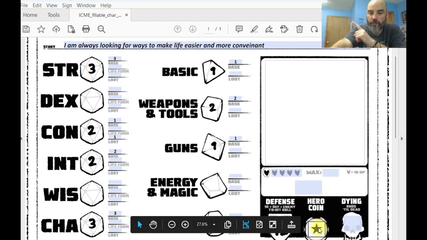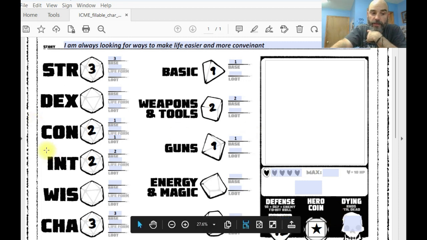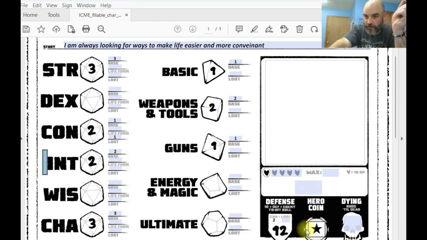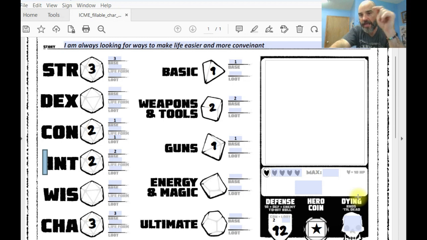Rule is you can have 1 hero coin. It can spill over into the next game. And you can cash in that hero coin for a reroll. So if I roll an intelligence check and I don't like the outcome, I can give the hero coin back to the game master, reroll, and accept that result. Furthermore, if I notice one of my players rolls a bad roll and I don't like the outcome, I can use my own hero coin, cash it in, and ask the player to reroll that dice.